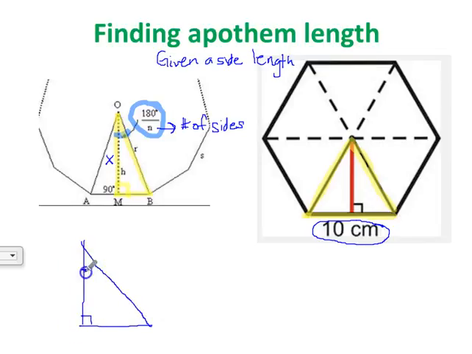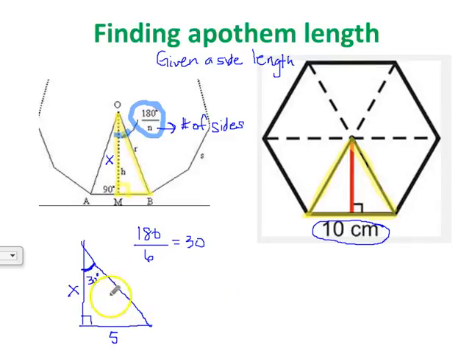This angle measurement is always represented by 180 divided by n. So I know that we've got 180, how many sides? We've got 6 sides, so 180 divided by 6 is 30. So this angle is 30 degrees. What is the length from here to here of my triangle? Well, if the entire side is 10, half of 10 is going to be 5. And we need to find this height. We're trying to find our apothem.